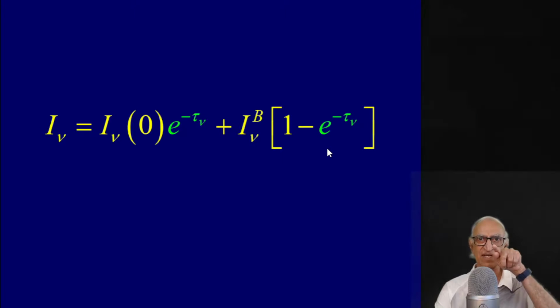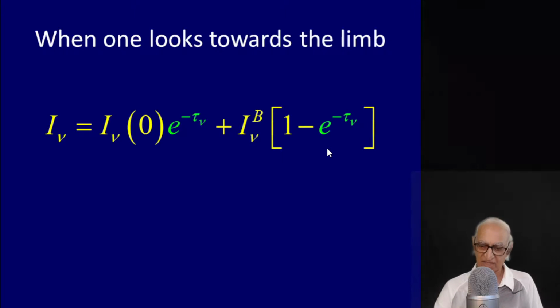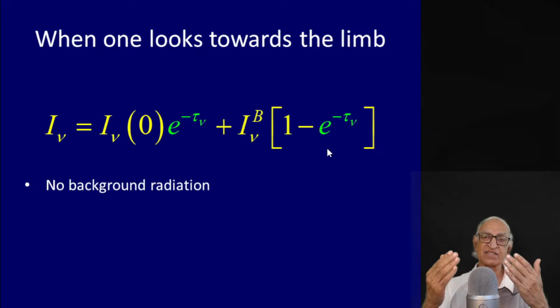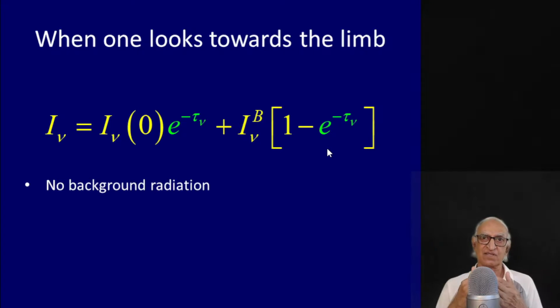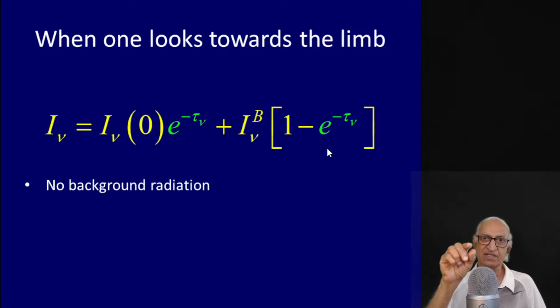Now when you are looking at the limb of the sun, there is no radiation coming from the background. In other words, there is no radiation coming from behind the sun. You are only detecting the radiation from the limb of the sun, the outer layers of the sun. Therefore, this first term, which represents the background specific intensity, is simply not there.